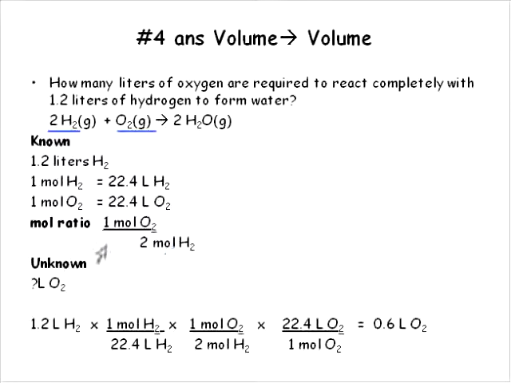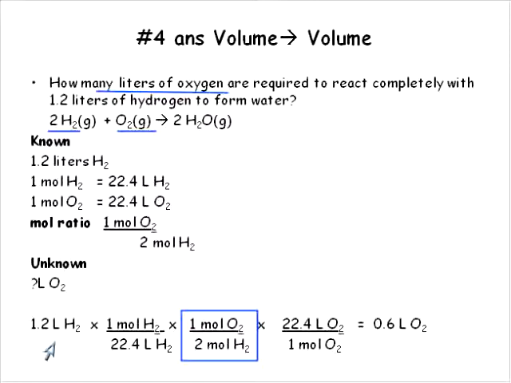The mole ratio is 1 mole of oxygen to 2 moles of hydrogen. Okay, here's the mole ratio. And again, we get that from our recipe. For every 2 moles of hydrogen, we need 1 mole of oxygen. We're looking for oxygen. Okay, how many liters of oxygen? And so that goes on top here.